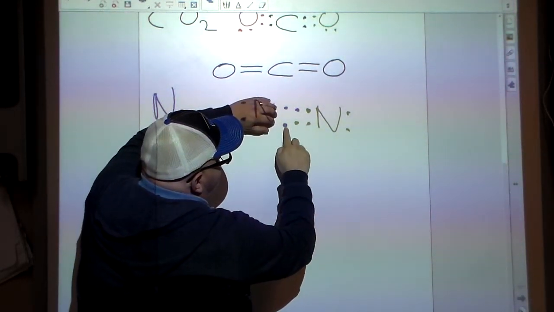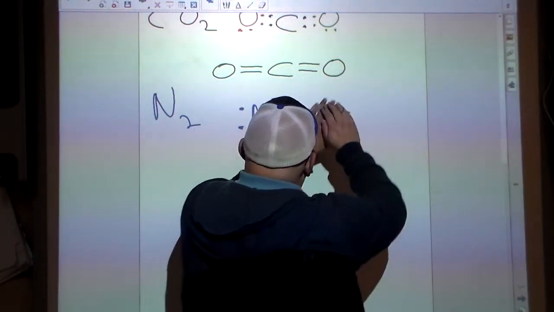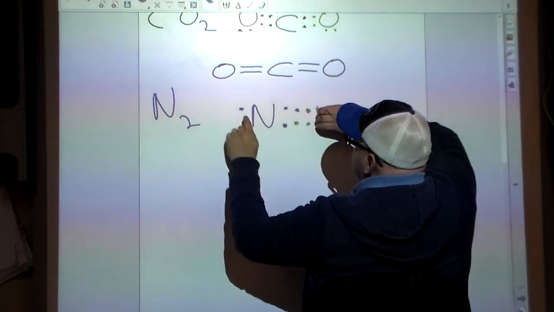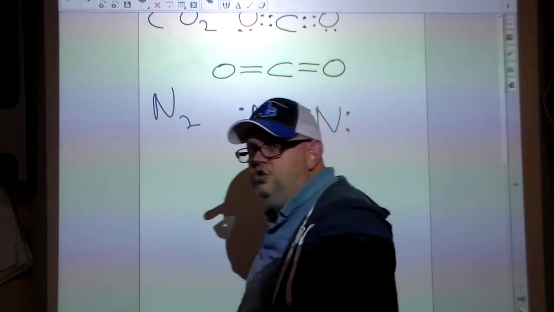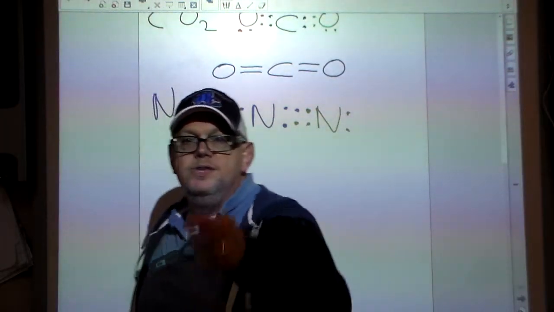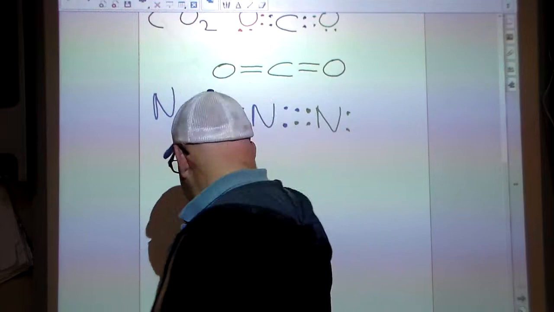2, 4, 6, 8. We cover up this one over here and we have 2, 4, 6, 8. Good to go. Both nitrogens have their 8 valence electrons. 8 is that magic number. Booyah. It's good to go.